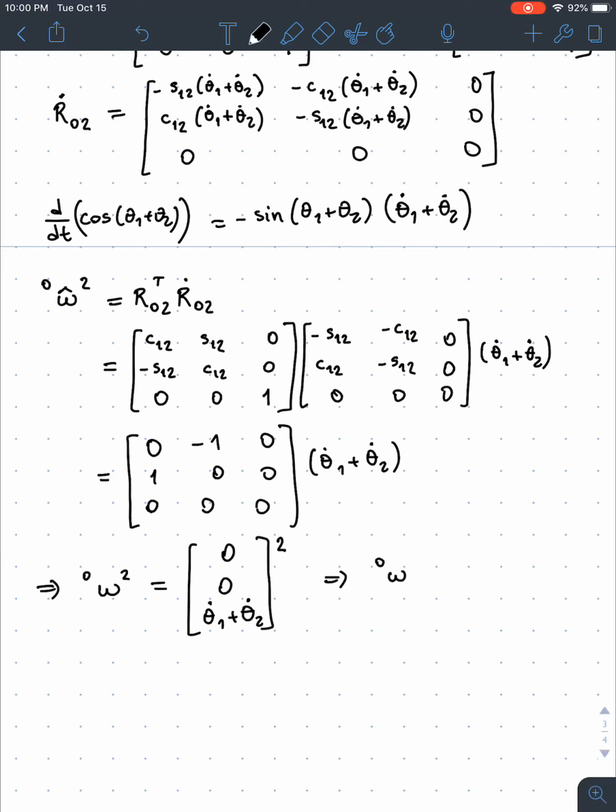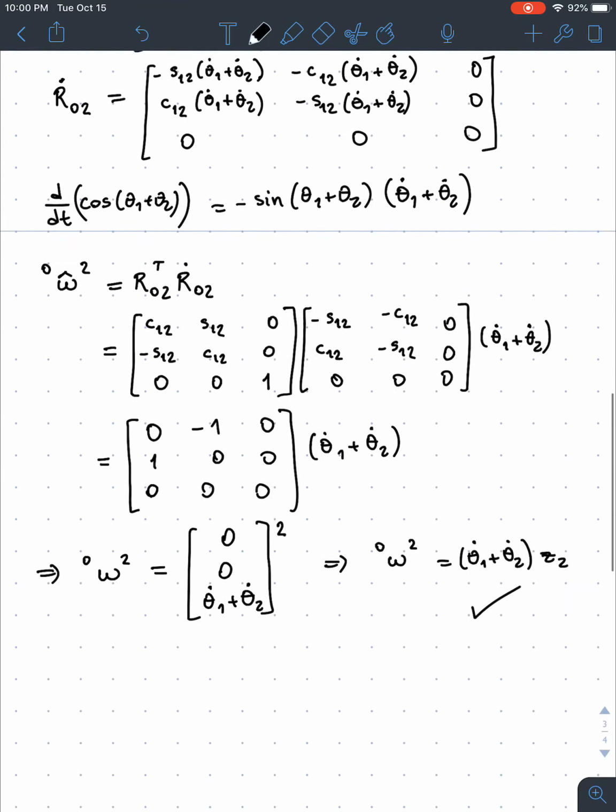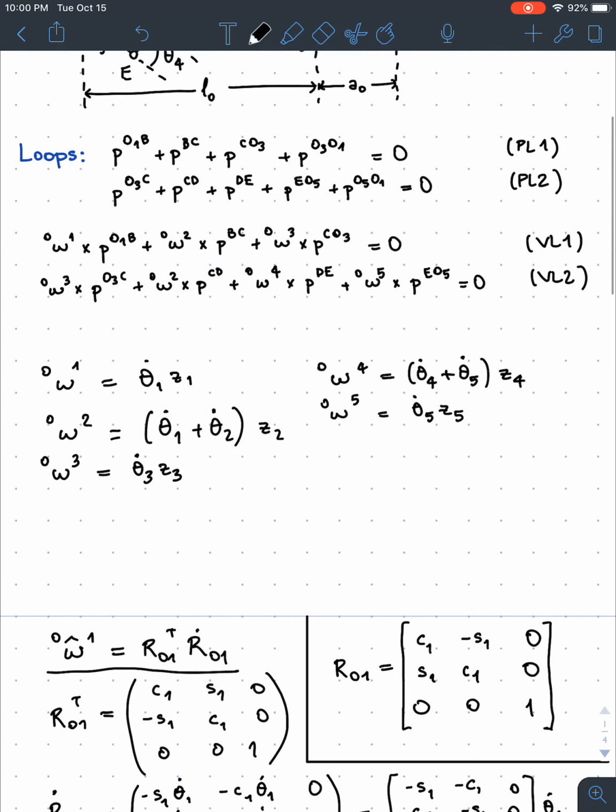In other words, I can write angular velocity of 2 in 0 as theta 1 dot plus theta 2 dot in the z2 direction, just like we did in class, pretty much, without going through this derivation. So what that shows us is that we just showed this is true and that is true. And you can use the same process to show yourself that these are also true as they are given here. And we use this in class to compute the final equations at the velocity level. All right, I'm going to end this video here. Hopefully this will be helpful to you when you're studying for the exam and understanding these concepts as well.